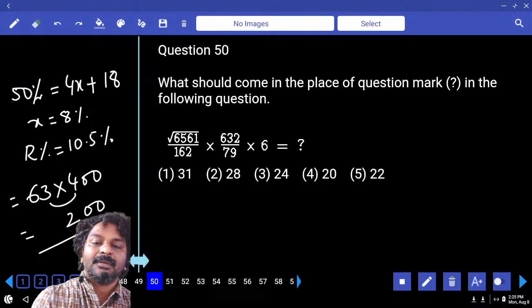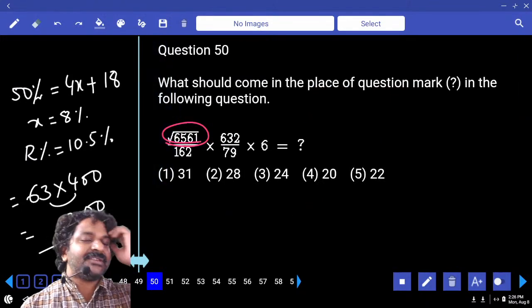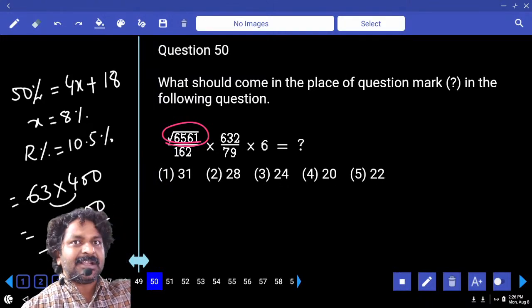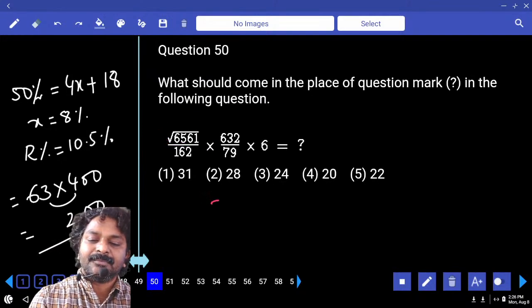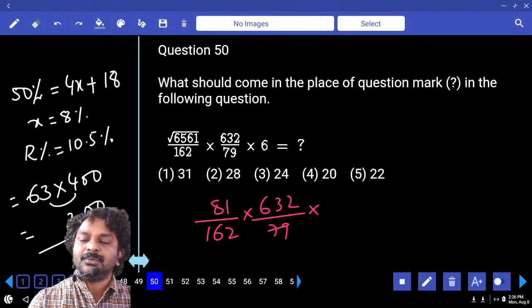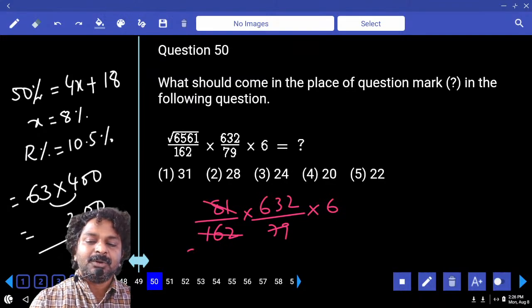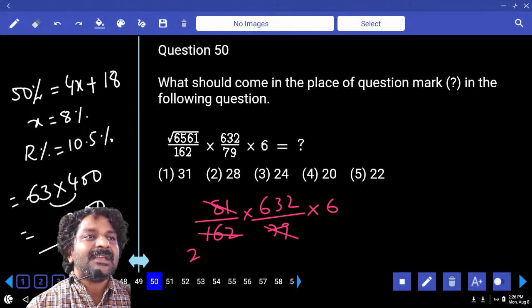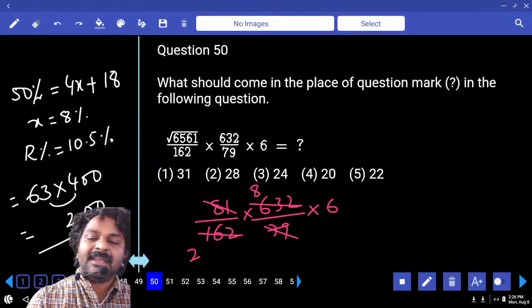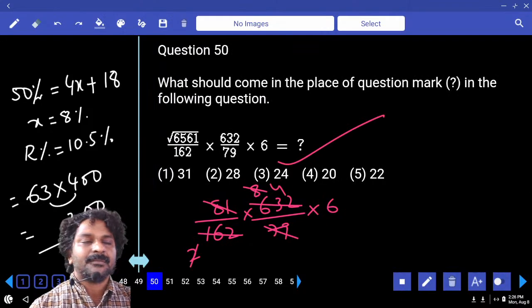Over. Now, 65, 61, under root value. 80 square is 6,400 and it is a little bit more than that. So we can treat it as 162 into 632 by 79 into 6. How many times? 2 times. Approximately 80 in the denominator, numerator approximately 640. So how many times is that? 8 times. 2, 4 times. 4 into 6 is 24.